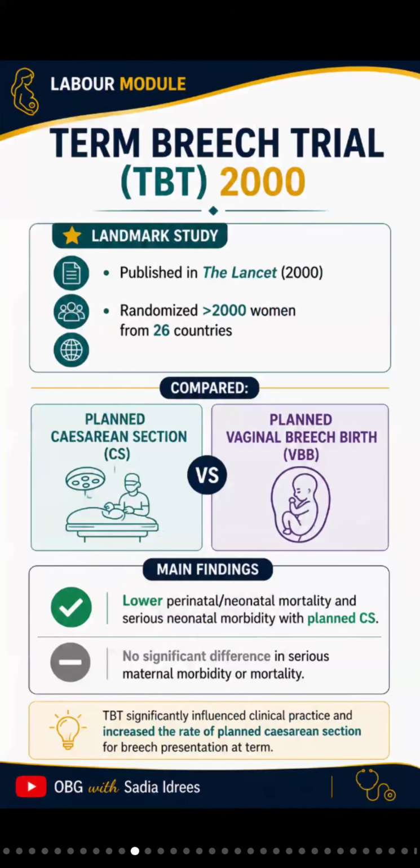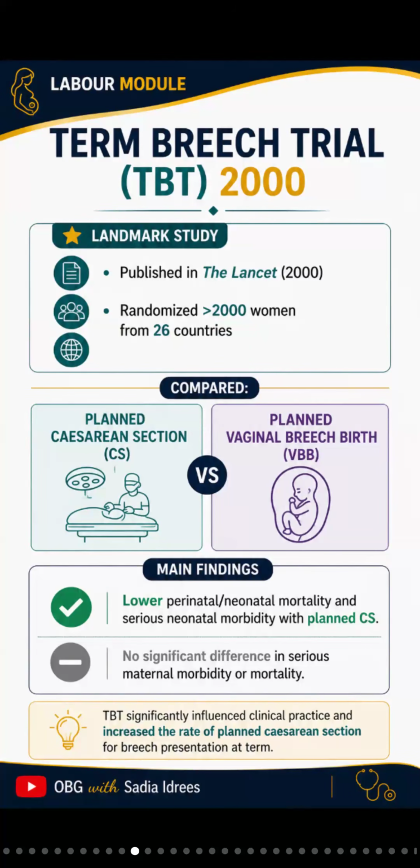Now, what is the term breech trial? It is very important for theory as well, and this can be asked in your vivas. It was a study published in Lancet 2000, and it randomized almost 2,000 women from 26 different countries and compared basically planned cesarean section versus planned vaginal breech birth.